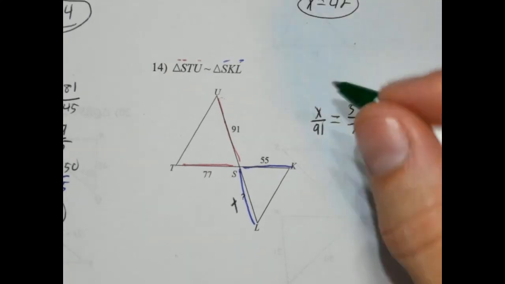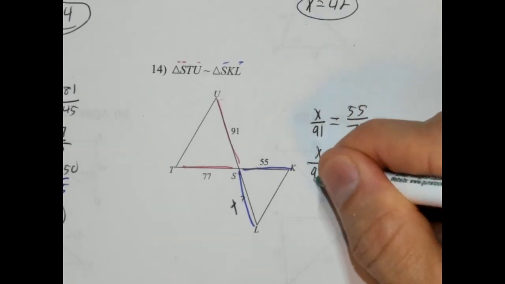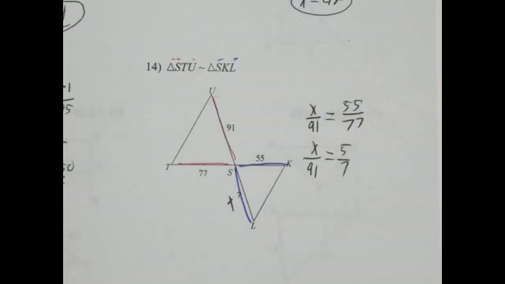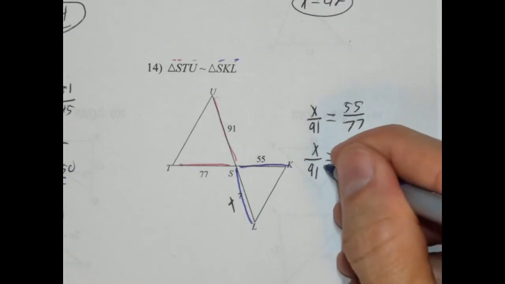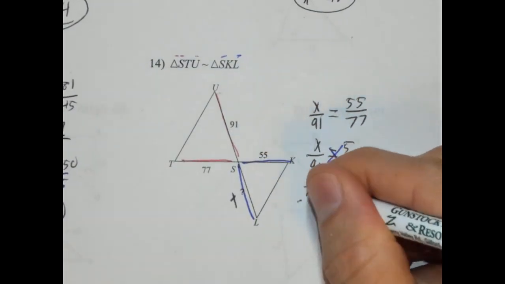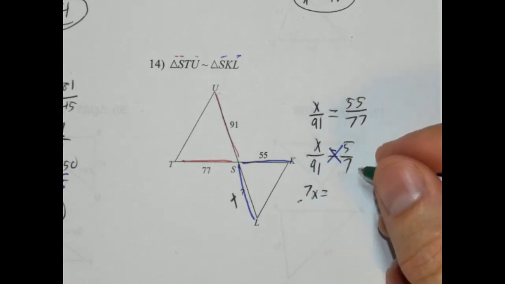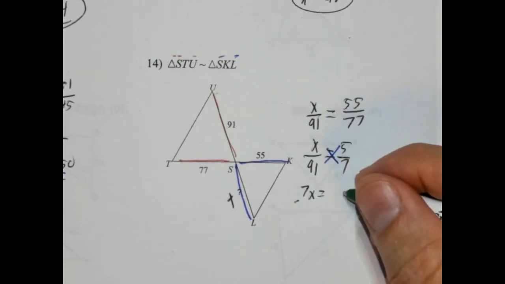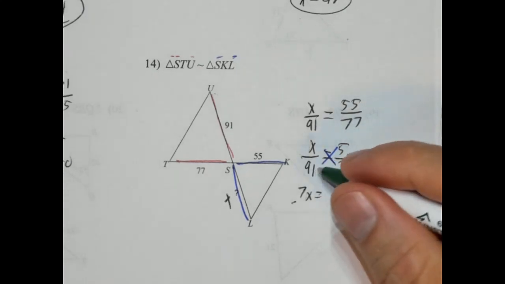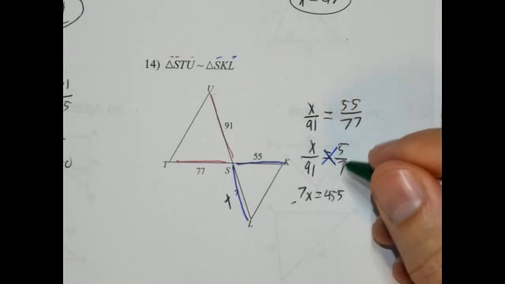And again, these are divisible by 11, so let's go ahead and make our life easier here. So it's going to be 5/7. I'm going to cross multiply. 7 times x is going to be 7x. And then 91 times 5, so that's 455, I believe. 5 times 1 is 5, 5 times 9 is 45, yeah, 455.